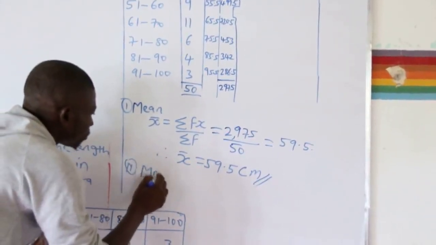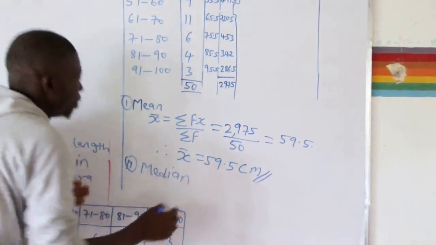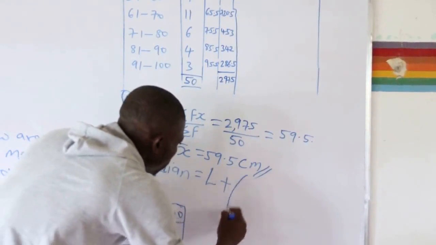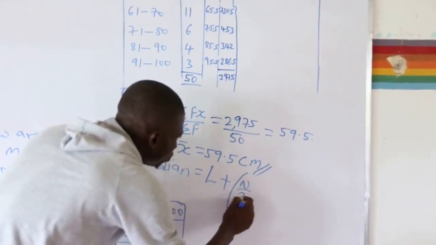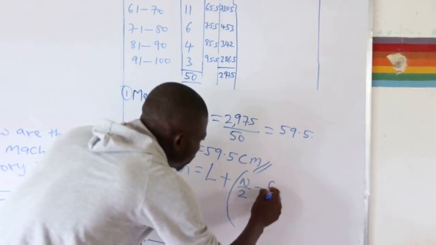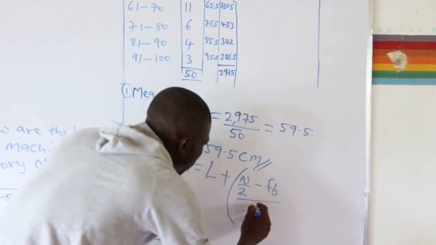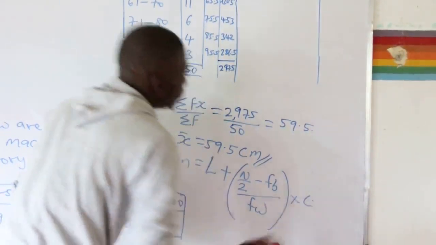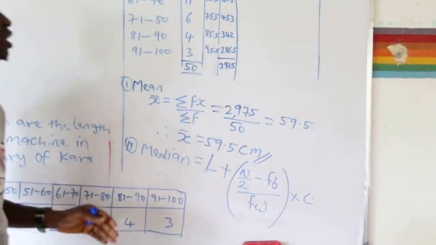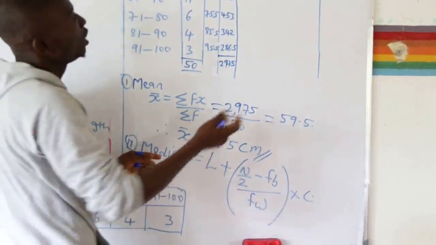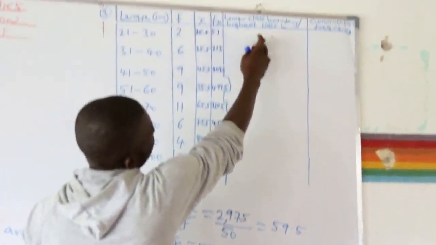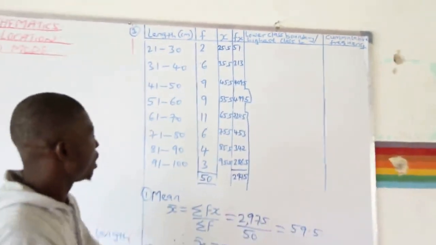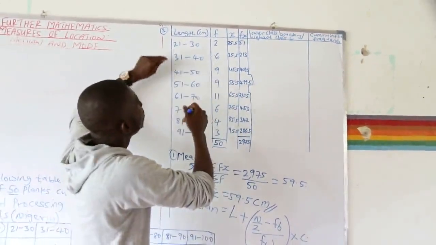Now the next one is our median. We said our median is equal to L plus bracket n over 2 minus frequency before, over frequency within, times C, which is our class interval. Now we move to the next table, which is the lower class boundary and the upper class boundary. How will we get the lower class boundary? This is our L.